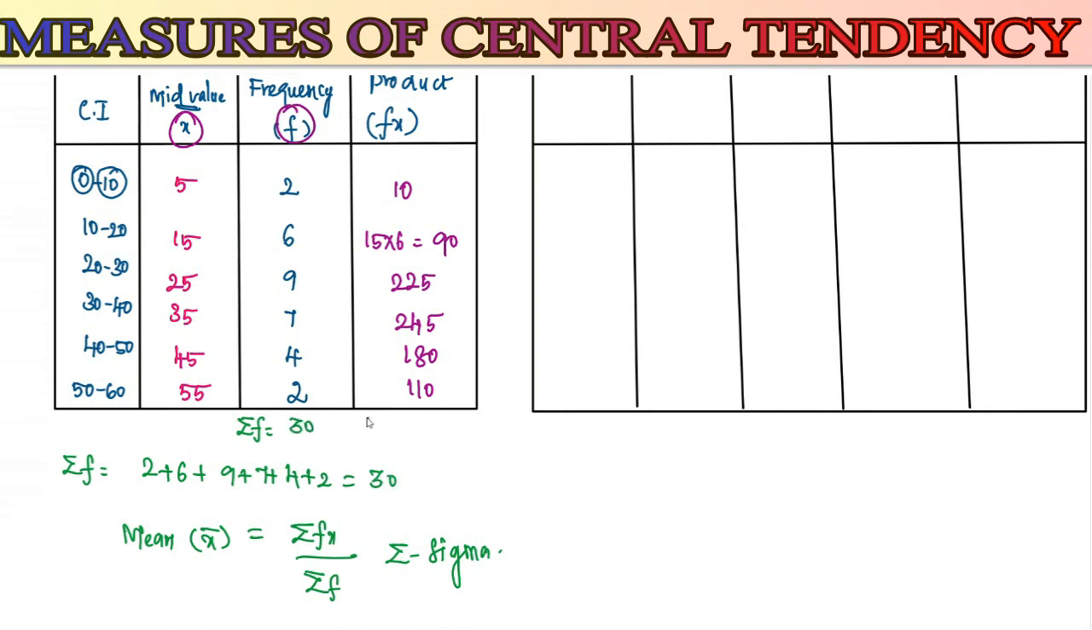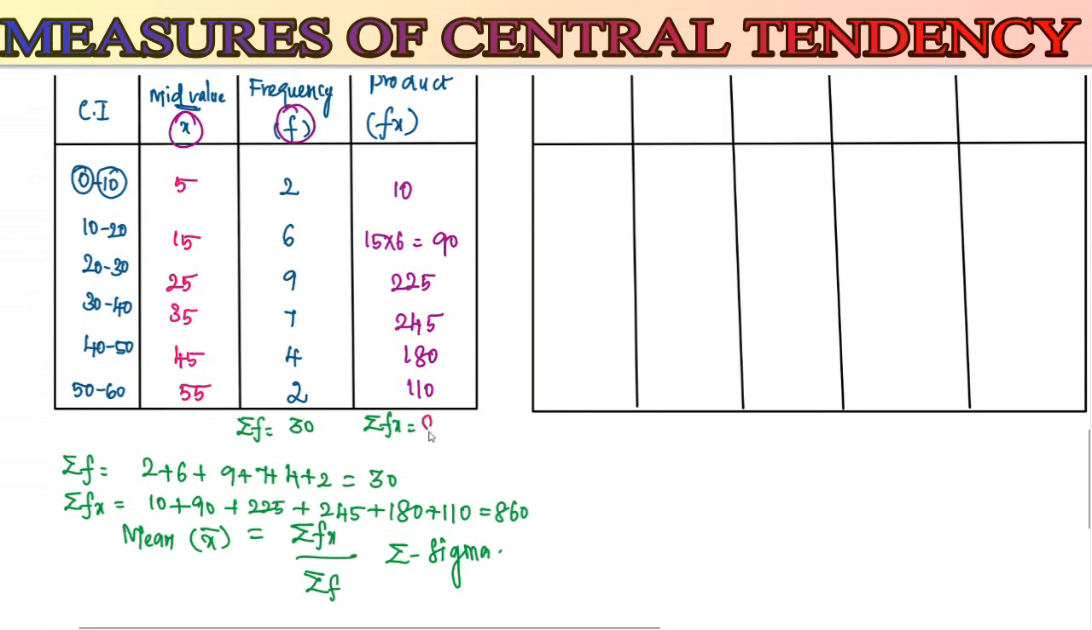Next we need to find sigma fx. So here it is the sum of frequency into the midpoint. You will get 10 plus 90 plus 225 plus 245 plus 180 plus 110. If you add all the values, we get 860. So summation fx, the value is 860, and here we have 30.